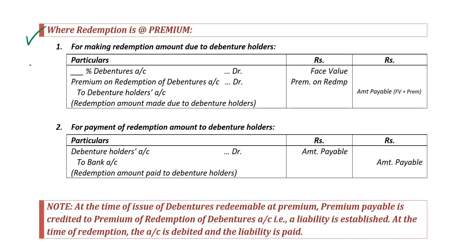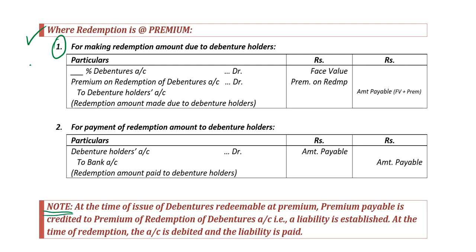Now, where the redemption is at premium. For making the redemption amount due to the debenture holders, we will debit percentage debentures account with the face value of the debentures. We will also debit premium on redemption of debentures account with the premium on the redemption and credit debenture holders account with the amount payable, which is the face value plus the premium, since the redemption is at premium. And for making the payment to the debenture holders, we will debit debenture holders account and credit bank account for the redemption amount paid to them. The amount will be the amount payable, which is the face value plus the premium.